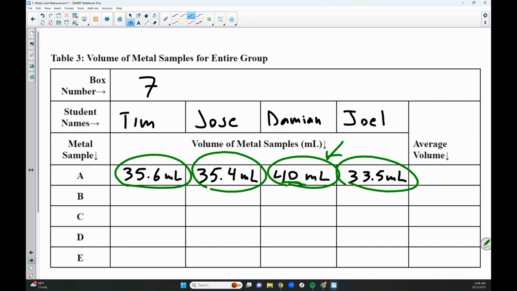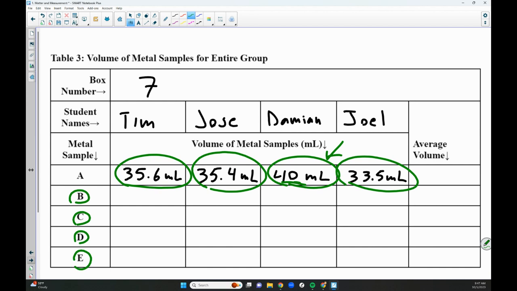So Damien should redo this, should consult with his group, and make sure that he figures out the mistake that he makes. All right, and it's fine to redo stuff here as needed. Check in with each other. That's the point of science. That's why we compare data. So we're going to continue to do this for samples B, C, D, and E.